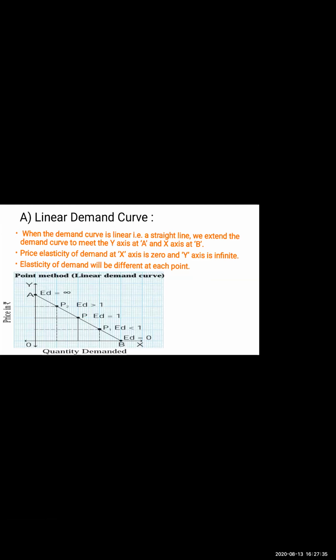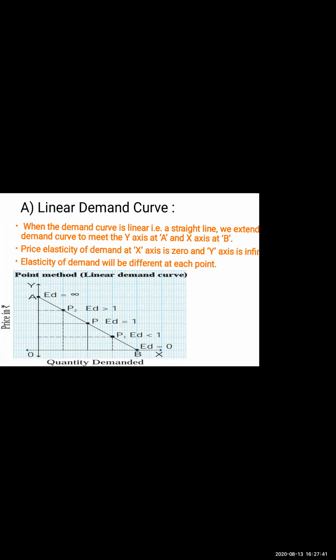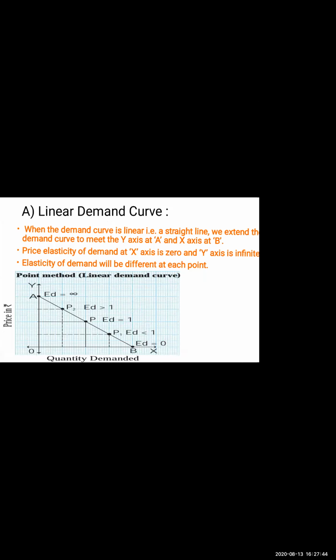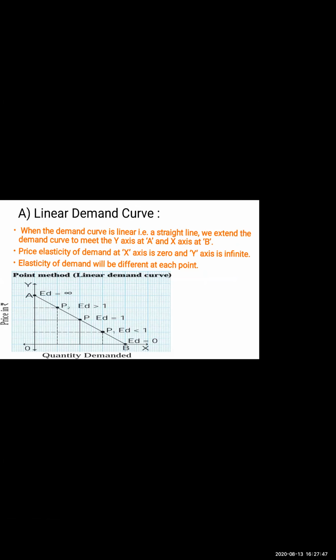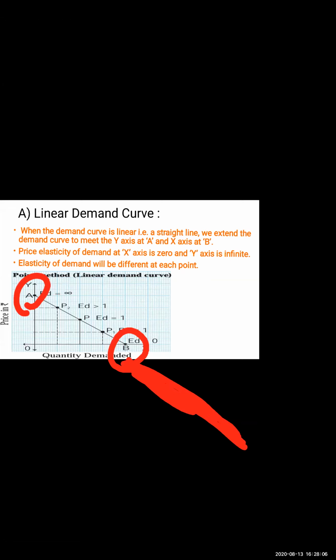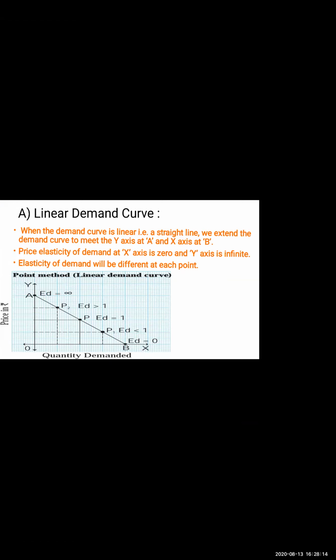First one is linear demand curve. When the demand curve is linear, it is a straight line. We extend the demand curve to meet the y-axis at point A and the x-axis at point B. Price elasticity of demand at the x-axis is 0 because after this particular point, we will not be able to move ahead. If we go ahead, that is a negative thing. But we can go up, so that is infinite. Sorry for the diagram.